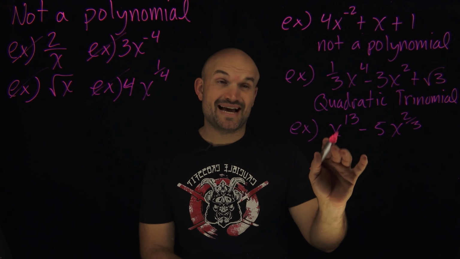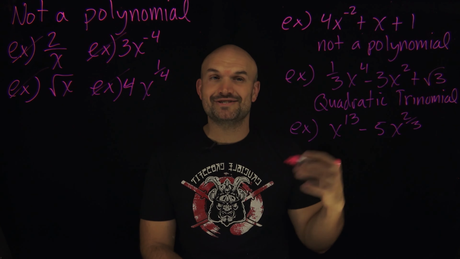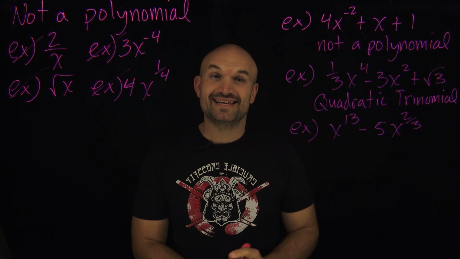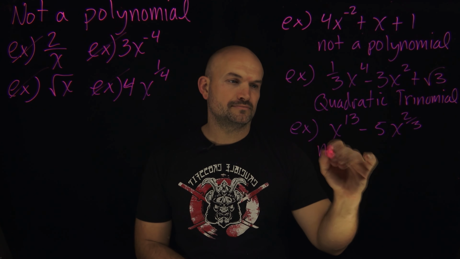All right, in this example, you have x to the 13th minus 5 times x raised to the 2/3 power. But again, 2/3 is a fraction, so therefore, this is going to be not a polynomial.